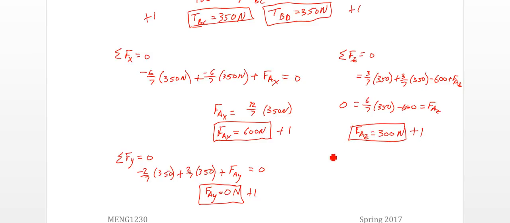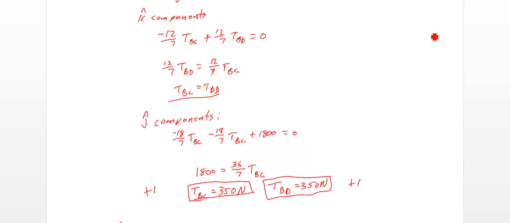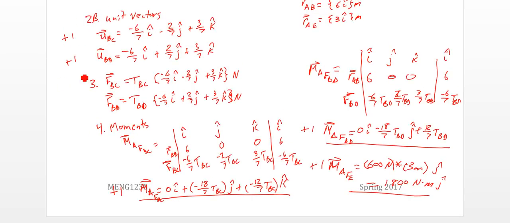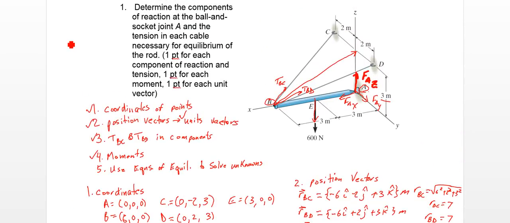So we get 1, 2, 3, our 2 tensions, 4, 5, our 3 moments, 6, 7, 8, and then our 2 unit vectors, 9, 10 points. So I hope that makes a little more sense when we walk through that quiz problem. We can answer any other questions you have in class or in office hours.